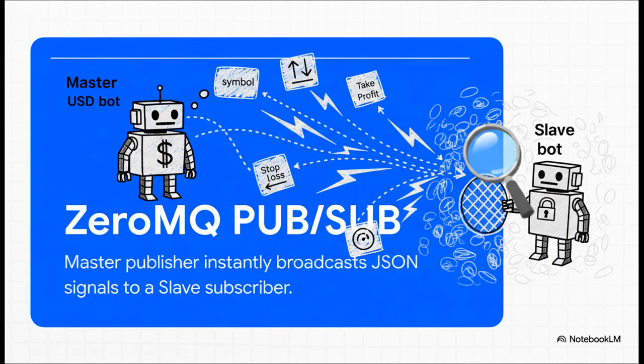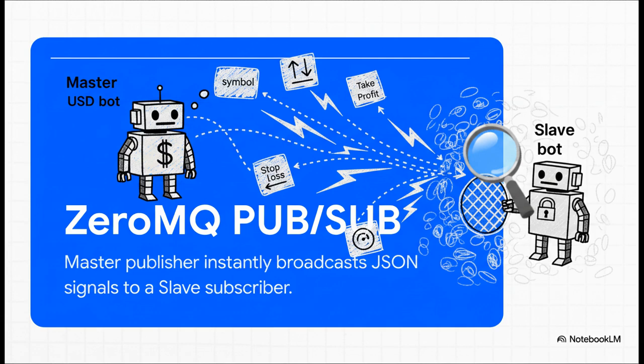Okay, so once the AI crunches that data and decides to trade, how does the master account tell the slave account what to do? The answer is ZeroMQ, utilizing a publish and subscribe pattern. Think of ZeroMQ as an instant telepathy link between the two accounts. The exact millisecond the master USD bot executes a trade, it acts as a publisher, instantly broadcasting a super lightweight JSON signal containing the symbol, the stop loss, the take profit, and the magic number.